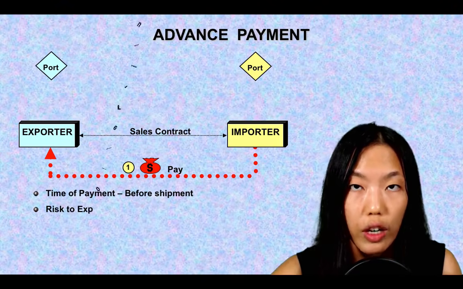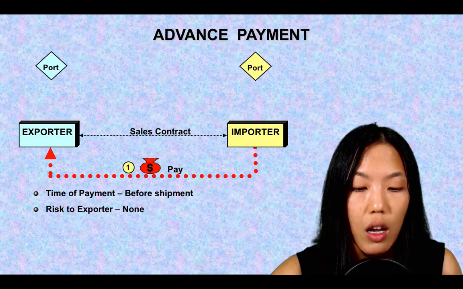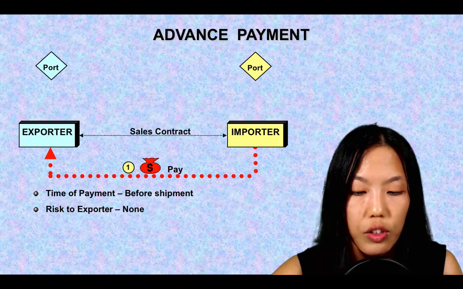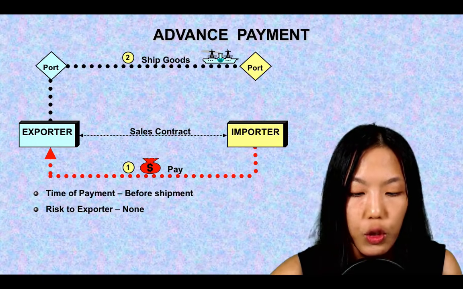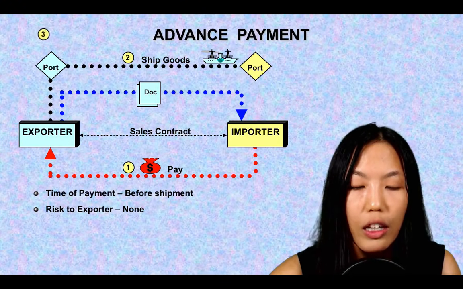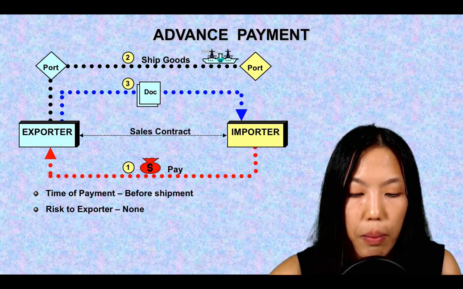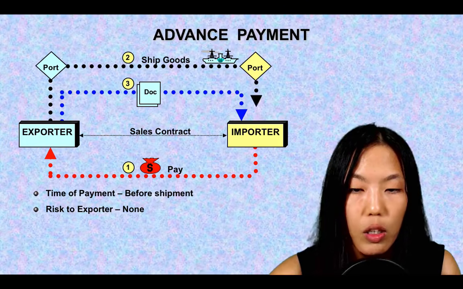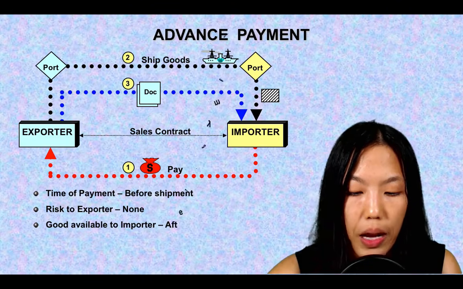Is there any risk to the exporter? Certainly not, because the exporter has received payment first. After the exporter has received payment, the exporter will then ship out the goods to the importer. After shipment of goods, the exporter will prepare the relevant shipping documents and courier the documents directly to the importer. When the importer receives the documents, the importer will be able to clear the goods from the port. The goods are available only to the importer after payment.